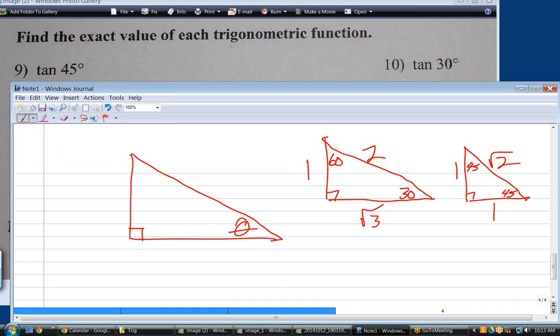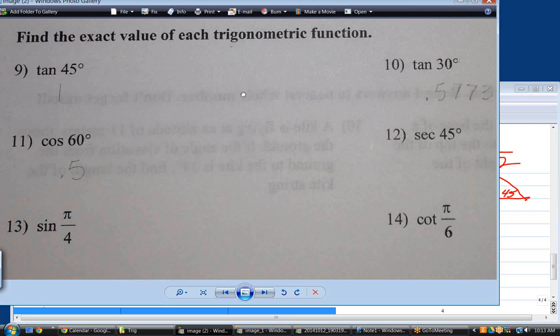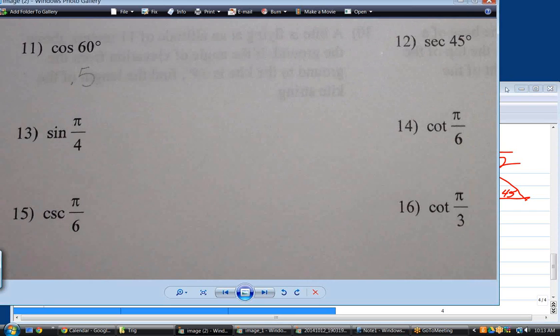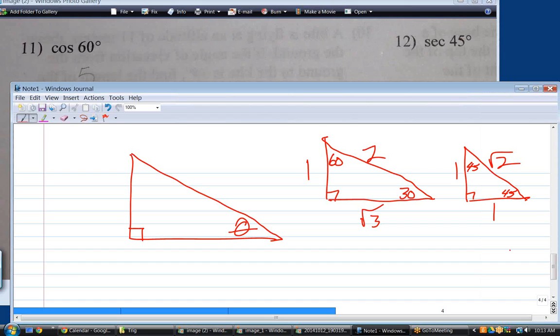1 over 1, so just 1. Tan of 30. 30 is 1 over root 3, so root 3 over 3. Cosine of 60. 1 over 2. And secant of 45.